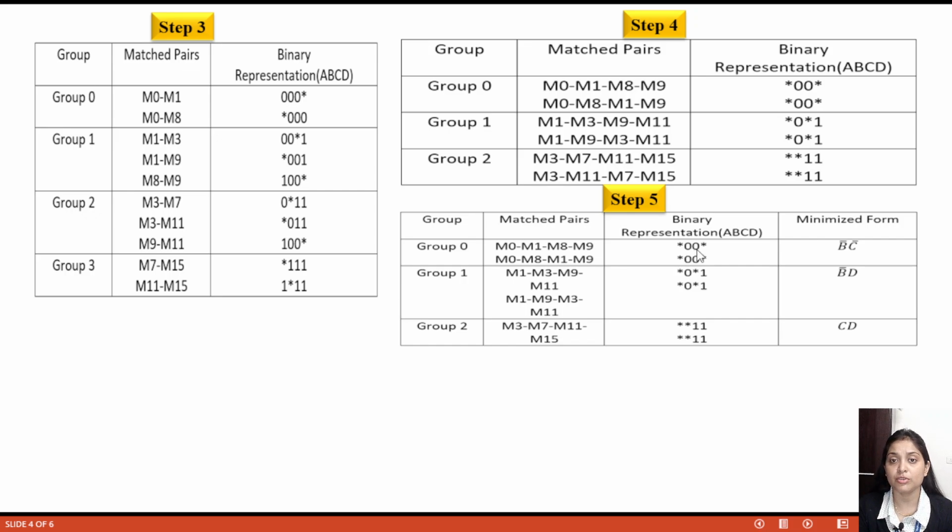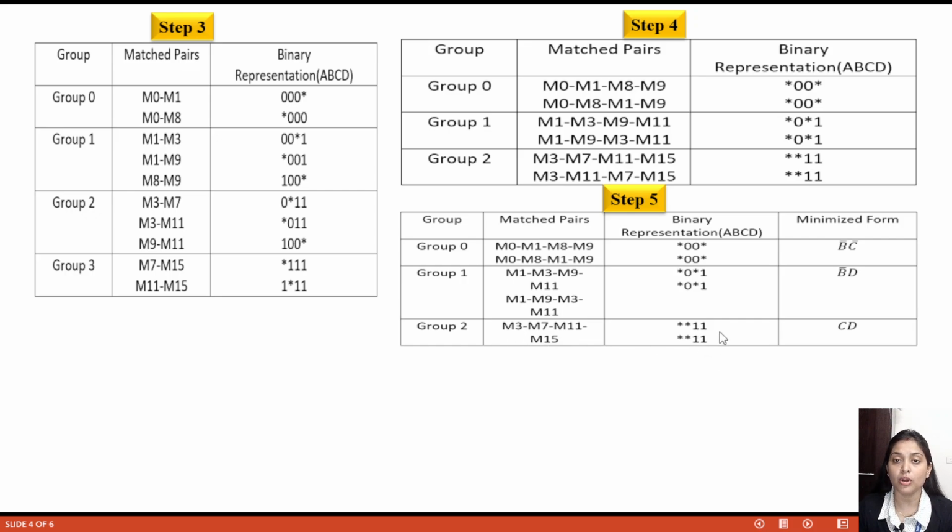So here 0 0 is here, so we can write it as B bar C bar. Both are in the 0 0 combination, so B bar C bar. Here this is actually ABCD form, so this is the second bit and this is the fourth bit. In this case group 1 there is a B, that means B bar, and C will come. Minimized form. And in the case of group 2 it will come CD.